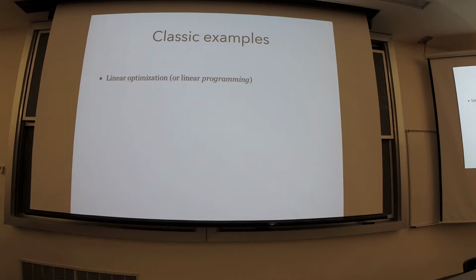Another classic example is linear optimization, and here it's constrained. We'll see more of this later in today's lecture and also next lecture. So what is linear optimization? Here you have variables x1, x2, up to xn, and these are, let's say, real values. That means each xi is supposed to be a real number.